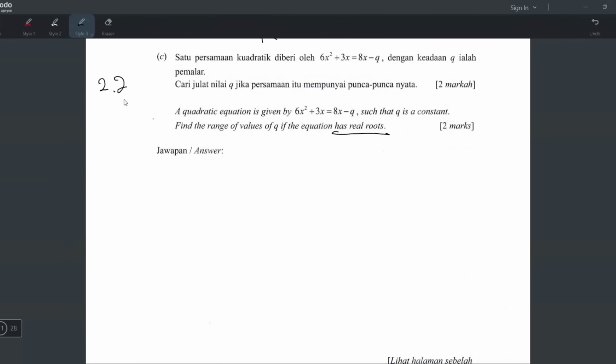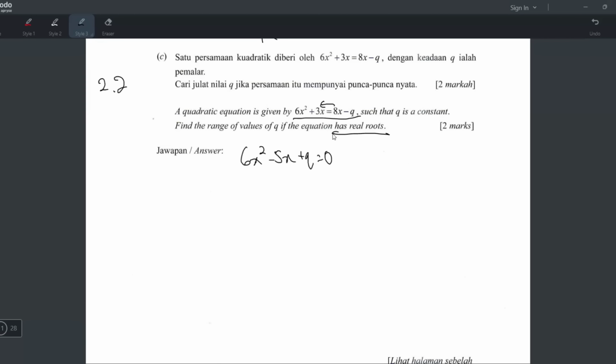Okay, so let's read. A quadratic equation is given by this. Let's arrange it into general form. 6x square, 3 minus 8 can make minus 5x. Minus q becomes plus q equals 0. The q will be the c, because it has no x square. Such that q is a constant. Find the range of values of q if the equation has real roots.